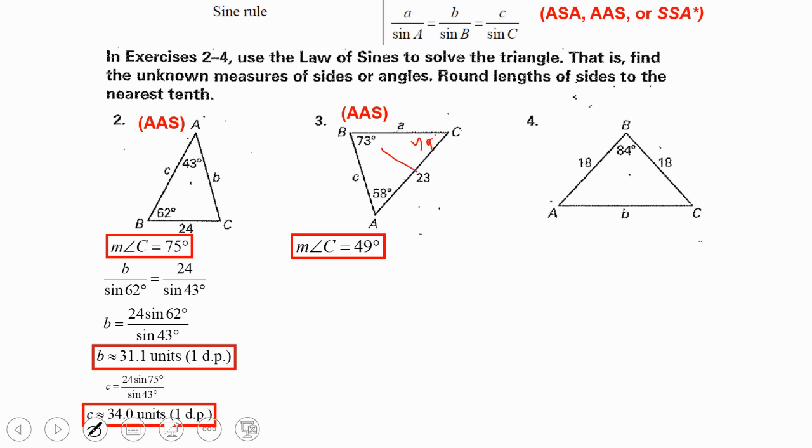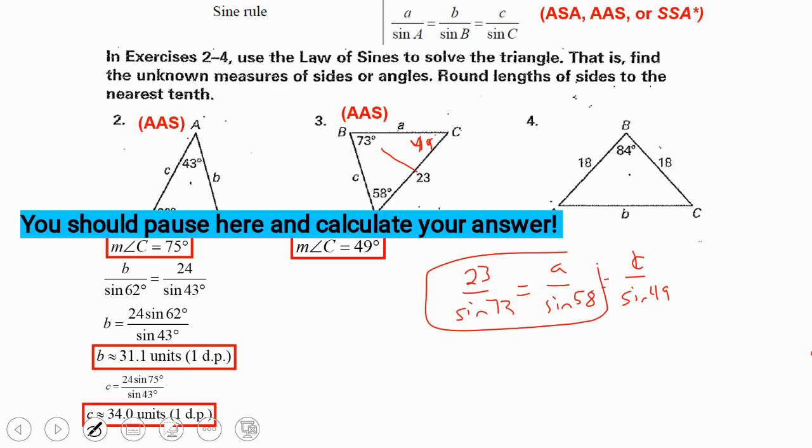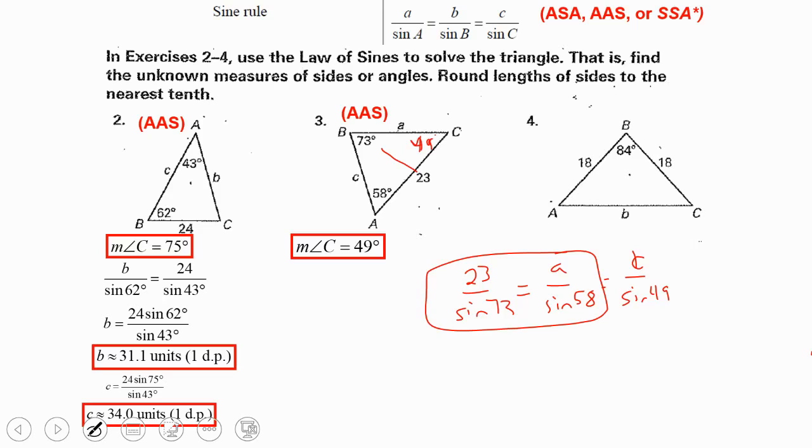Sorry, I'm writing with the stylus, not very good. So those have to add up to 180. And now I can write my proportions. So 23 over the sine of 73 equals A over the sine of 58 equals C over the sine of 49. And you can solve that, and you can solve these two setting equal to each other.